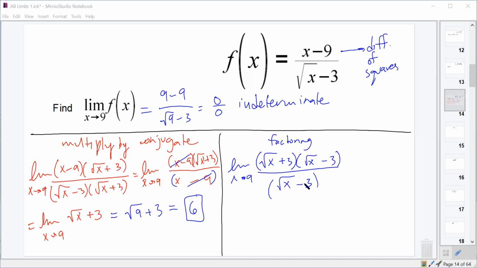And then what do we have here? The root x minus 3s will cancel. So we just have the limit as x approaches 9 of root x plus 3. This method's a little bit quicker and easier, right? And it ends up just being the same thing as what we had on the other side. So either way, we'll get the same answer, which makes sense. Just up to you the method that you want to use for it. Everybody good with that or no?